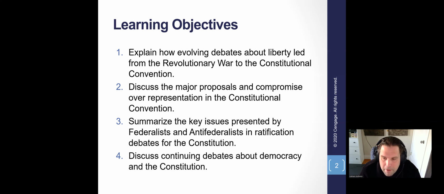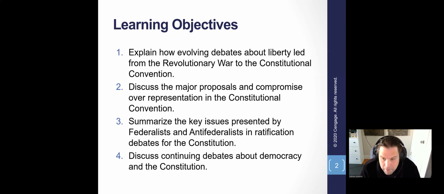Summarize the key issues presented by Federalists and Anti-Federalists in ratification debates for the Constitution. Really fascinating series of articles. The Federalist Papers, for example, are several dozen articles that were written at the time arguing in favor of a federalist government. They are widely available online for everybody to potentially access and read. I do highly recommend, if you are interested in understanding the context behind the system that was ultimately put together by the founding fathers, that you take a look at a number of those Federalist Papers.